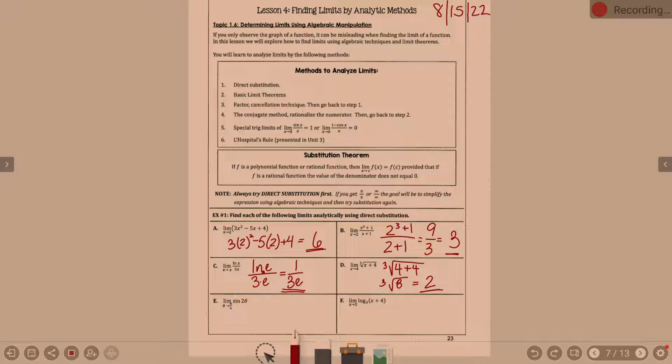Ooh, now we got to get our trig brains out. So E, notice they're using theta instead of x. It's just another variable. So the limit as theta approaches pi over 6 of sine of 2 theta. So this is going to be the sine of 2 times pi over 6. What is 2 times pi over 6? My brain goes to 2 pi over 6, and then my brain says, oh, but that reduces, and it's a sine of pi over 3.